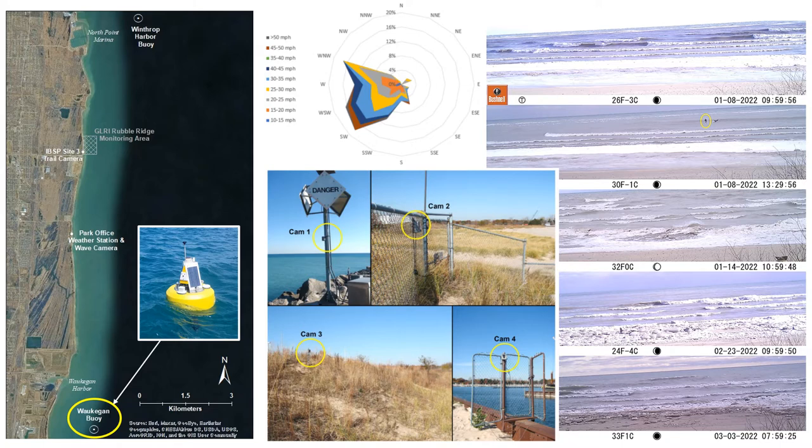We also maintain a weather station atop the park office that's situated right in the middle of those two buoys. And we're also installing a nearshore buoy here and have a wave imaging station that'll use a computer algorithm to derive wave dynamic information from imagery, basically capturing buoy movements and back calculating wave dynamics from that. We deploy trail cameras to capture images of lake conditions.